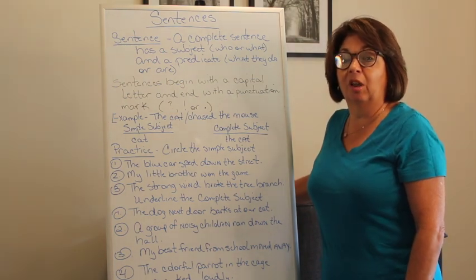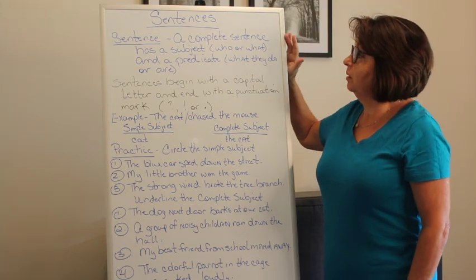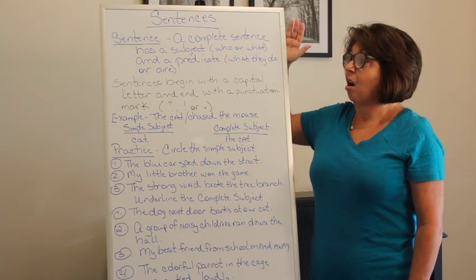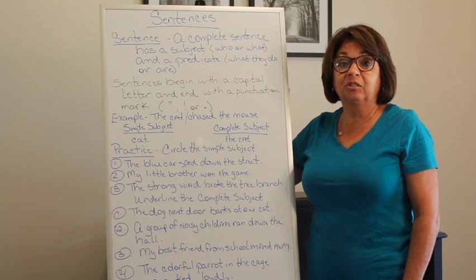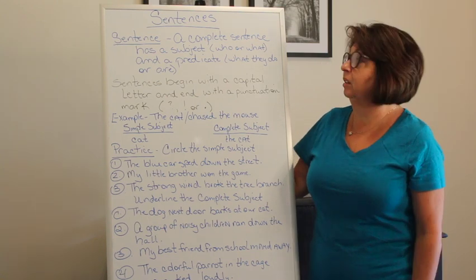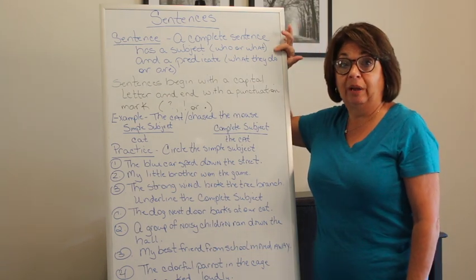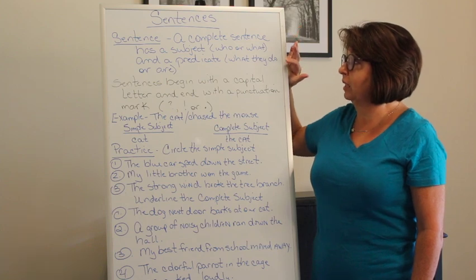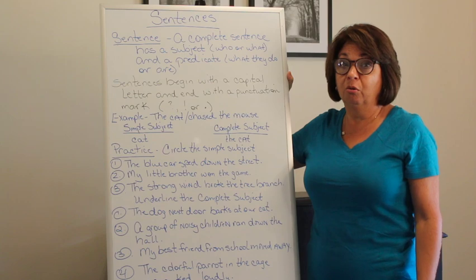Today we're going to be talking about sentences. What is a sentence? A sentence, or a complete sentence, always has a subject and a predicate. A sentence has to be a complete thought, okay? When we talk about a subject in a sentence, we're talking about who or what the sentence is about. When we talk about the predicate, we're talking about what the subject is doing or who they are.